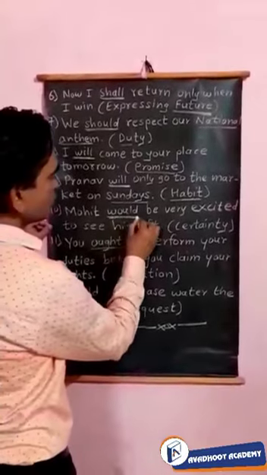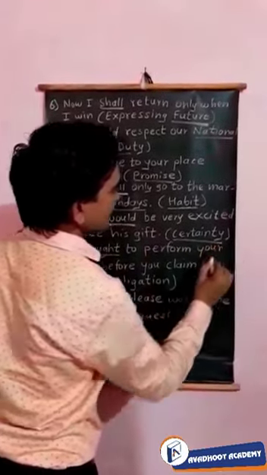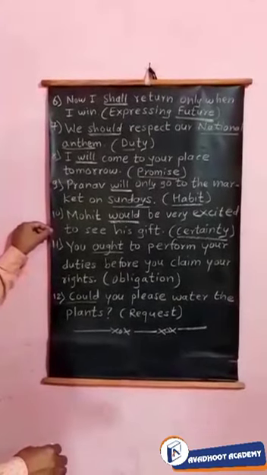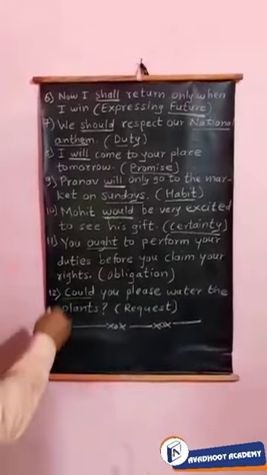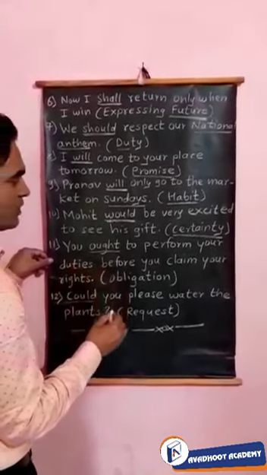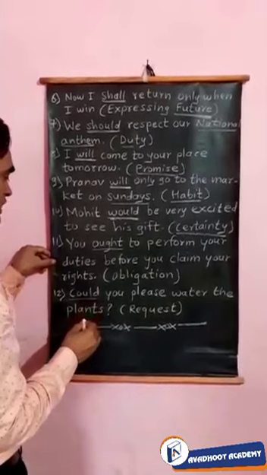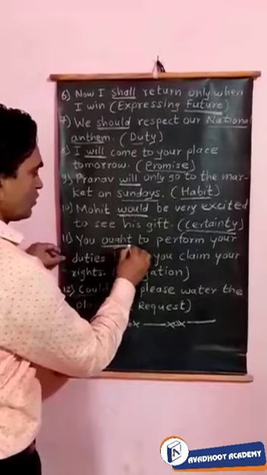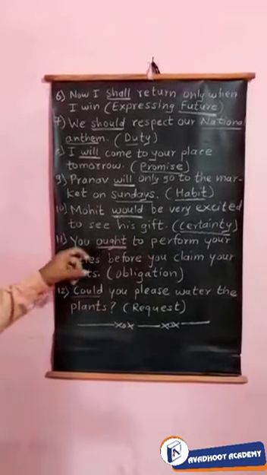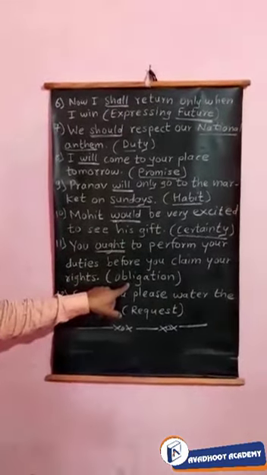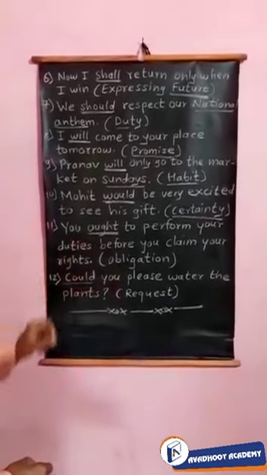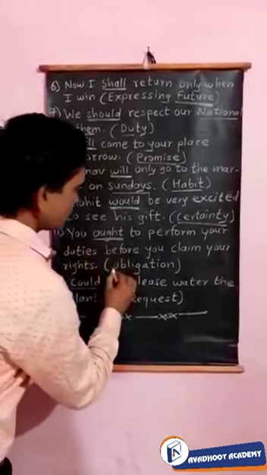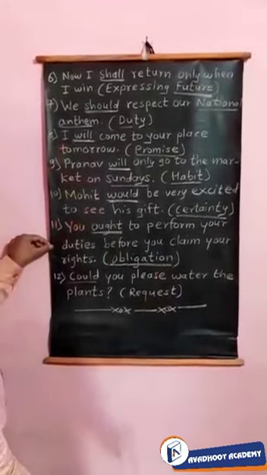So what is the word would expressing here? Here it expresses certainty. The word would shows or expresses certainty in that sentence. Next, example number 11: You ought to perform your duties before you claim your rights. So ought is also an auxiliary, but in that sentence obligation, or we can say compulsion, is expressed. You ought to perform your duties before you claim your rights. So the word ought expresses obligation or compulsion.